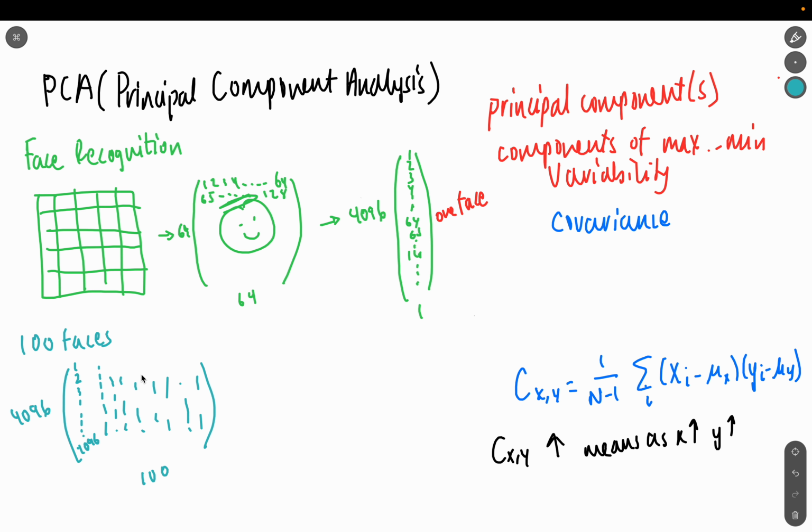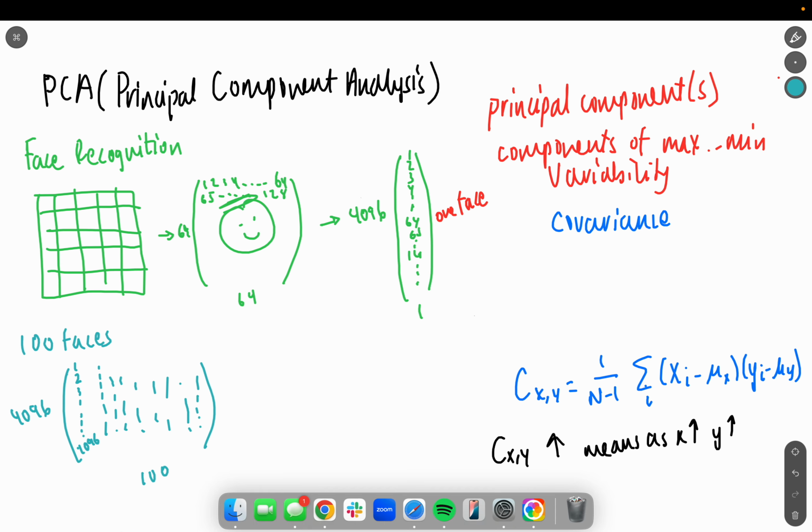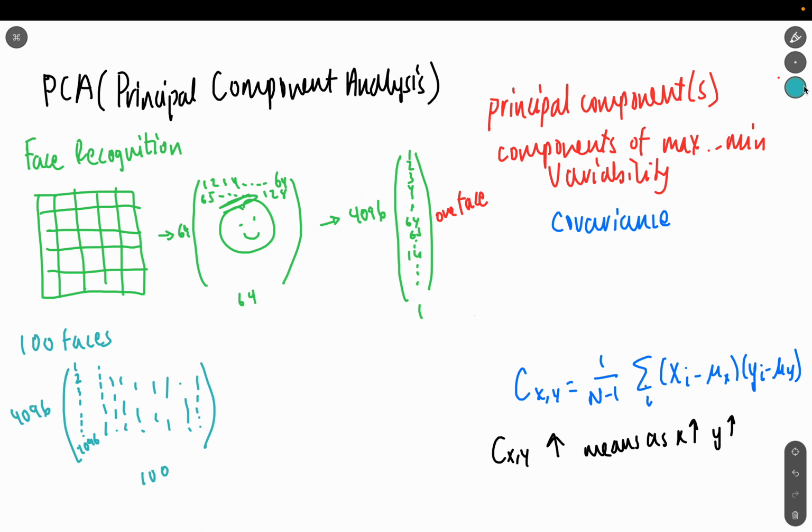So if I were to reach in and pull out any of these columns and expand it out, that would be a 4096 by 1 vector, which, if you were to put it back into a face, would make a face. It would be a 64 by 64 grid of pixels that makes a face. Make sense? Okay, very nice. So we know what our original matrix looks like. This is the data matrix that we'll get. Now, what do we do with this data matrix?